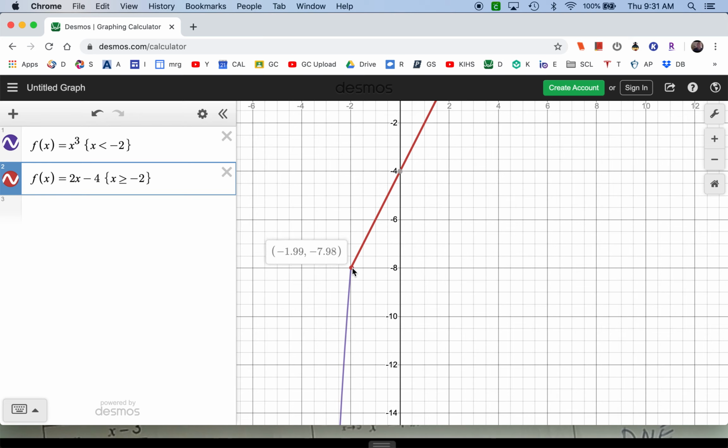But the purple, there's a hole. So there's a point, and then there's a hole under the point. But what I'm looking for is the y coordinate. Is it approaching the same y coordinate? And the answer is yes. And the answer is -8. Looking off the graph.